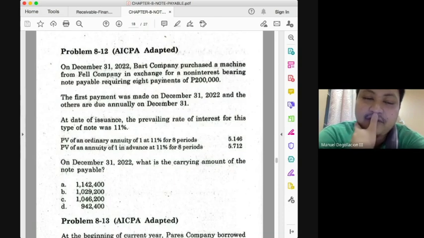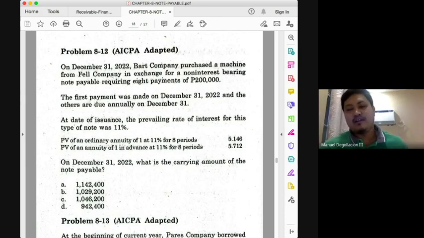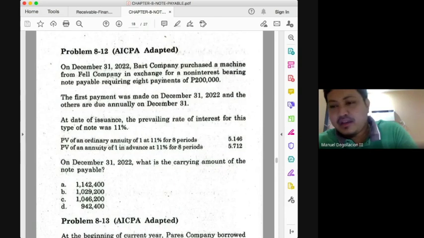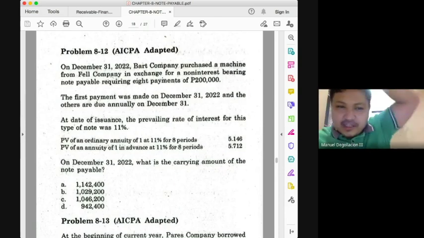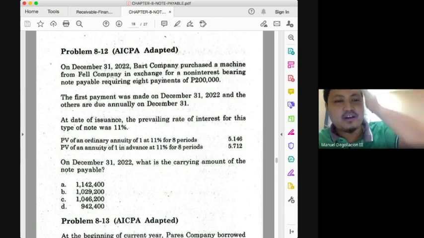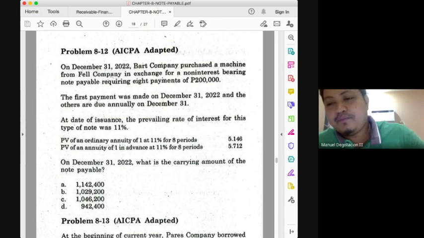So please be careful for problems that will have to use annuity advanced factors. If you're asked for the carrying amount, please don't forget to deduct the first payment. If the question was how much was the carrying amount immediately before the first payment, then your answer would be 1,142,400. But if you're asked what is the carrying amount for that day, please do not forget to deduct in full the first installment payment.